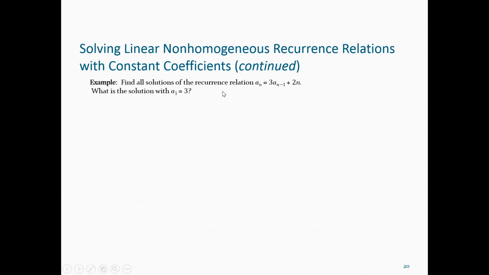Okay, let's solve a problem to have deeper insight of the method. So find all the solutions of the recurrence relation a_n = 3a_{n-1} + 2n. Now we'll use the method of undetermined coefficients, which you would have learnt in differential equations. What is the solution with a_1 = 3?